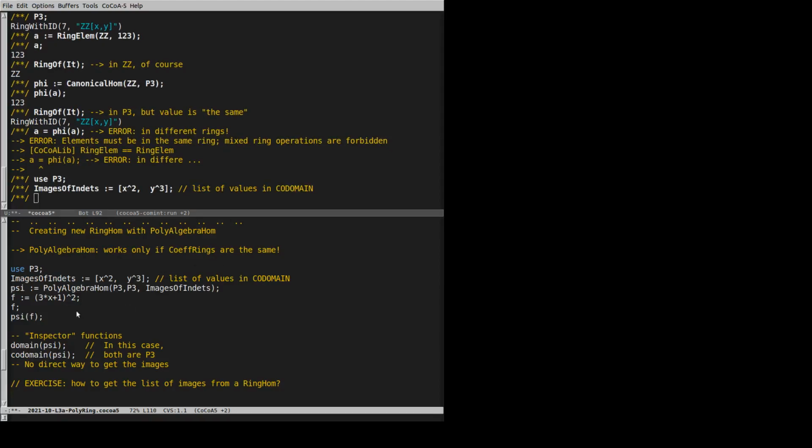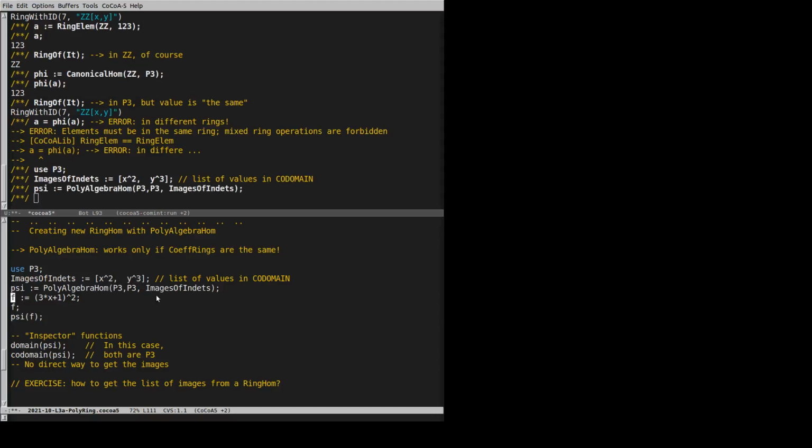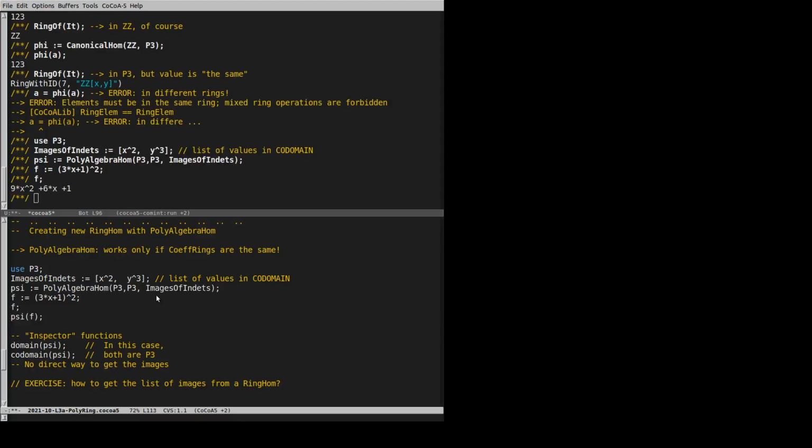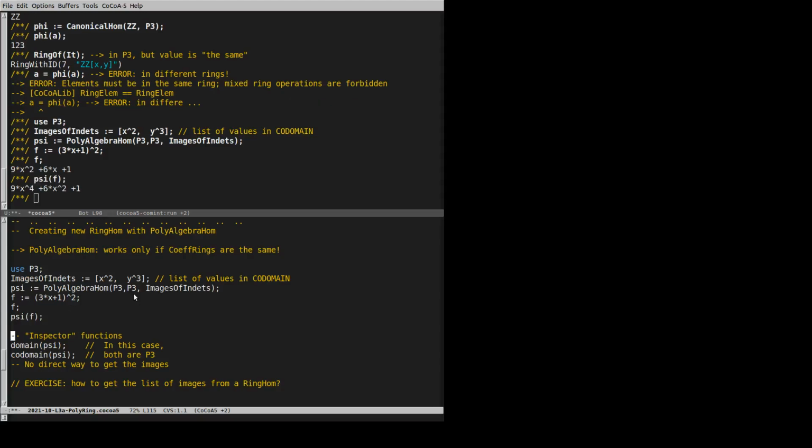Now in this case, I'm going to create a PolyAlgebraHom from the ring P3 into the ring P3, and it will map the first indeterminate, that's X, into the first element of this list here. It'll map the second indeterminate to the second one. So we can do that. So here we have both domain and codomain the same ring. We can now apply this PolyAlgebraHom to an element, that particular element we've just seen.